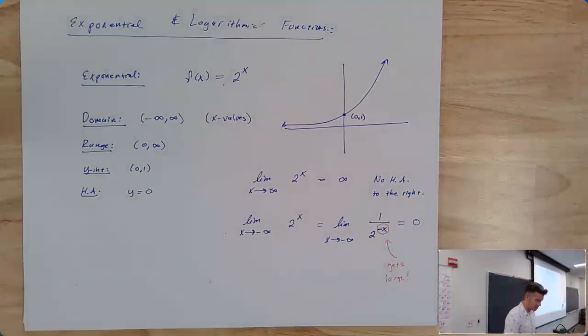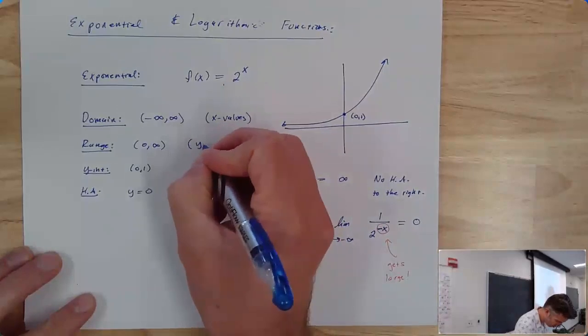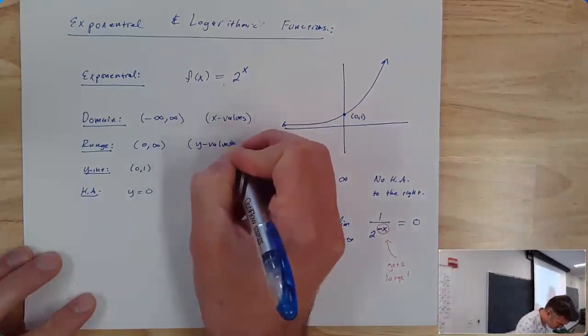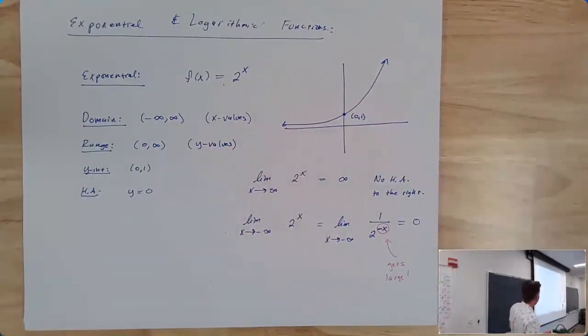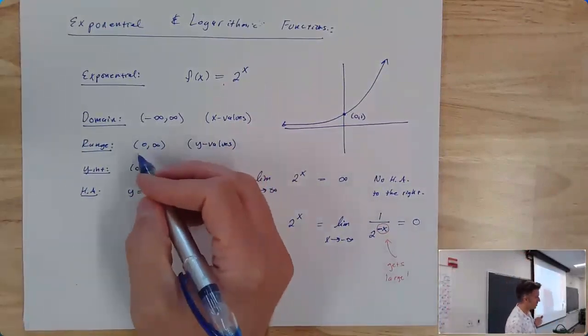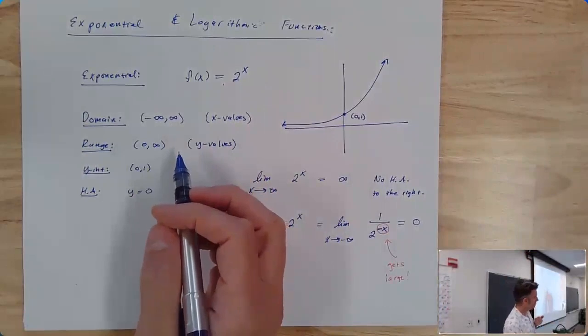Range, on the other hand, is all the possible y values. So in this function, the y values go as low as almost zero, but we never actually get to zero, and as high as you want. So our range is everything from zero, not inclusive, all the way to infinity.